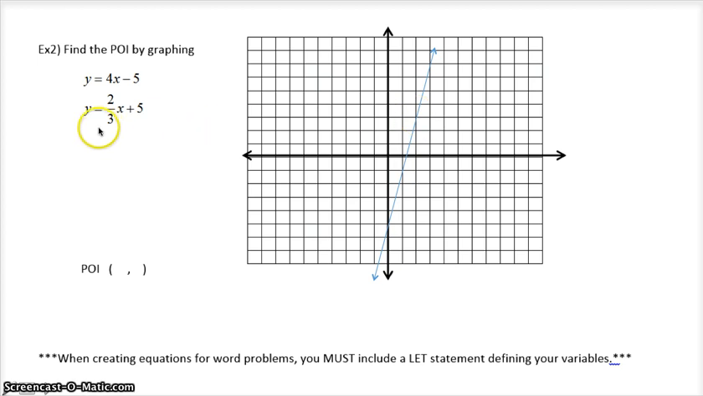Next we have the line y equals 2/3 x plus 5. So we're going to go up to 5, and then we're going to go up 2, right 3. Up 2, right 3. We can look at this graph and we can clearly see that this is our point of intersection. It's where our two lines cross. So our point of intersection is at the coordinate point (3, 7).